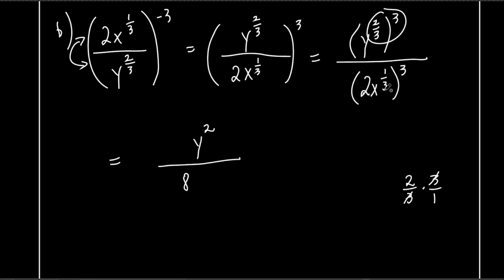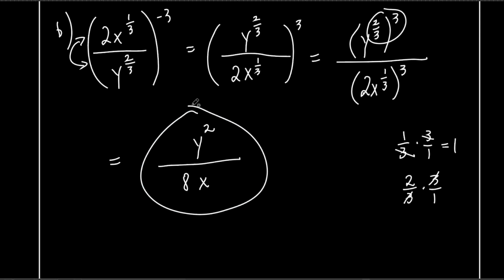And then you should be able to do this in your head. X to the 1/3 to the 3rd. Again, what are we doing with those? Multiplying them together. So we're taking 1/3 times 3. What happens here? Cancels. What are we left with? 1. And so it's just x to the 1st, right? If you want to put a 1 there, you can. You don't need to. And that's it. That's your answer to that right there.